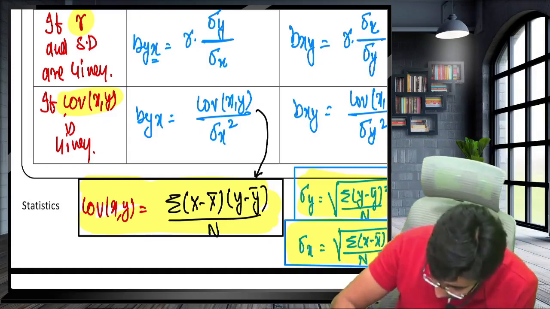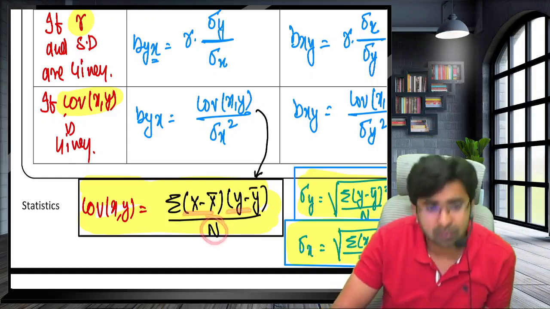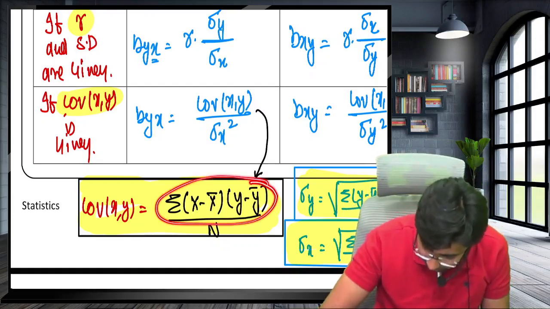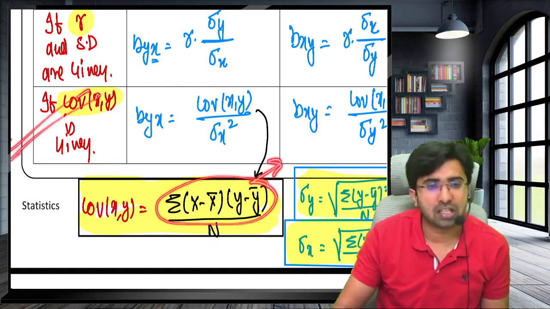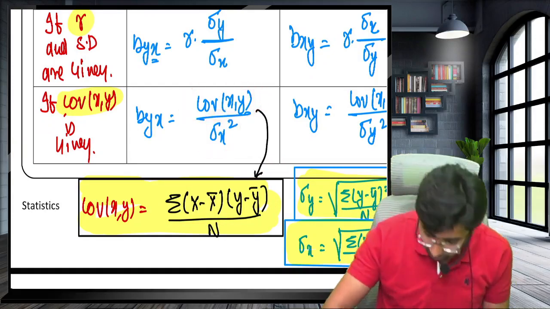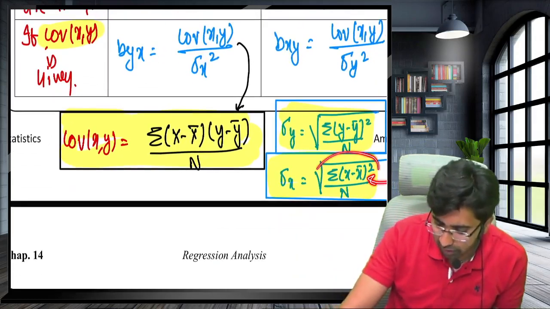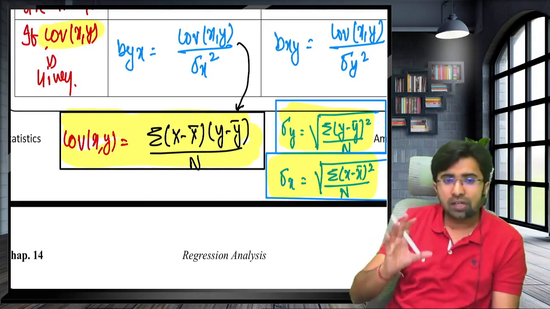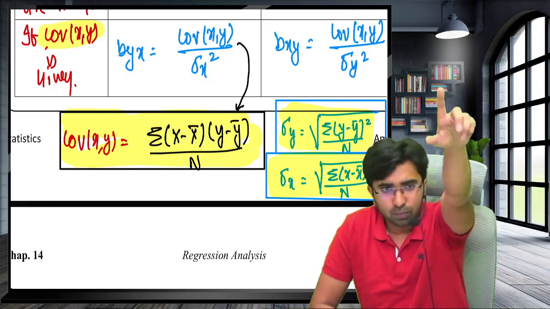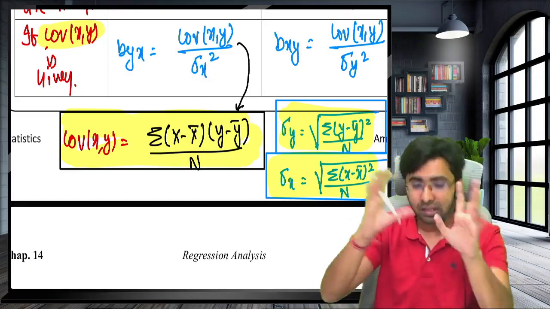And what is the covariance? Covariance is the summation of x minus x bar into y minus y bar divided by n. So whenever you have this in the data, think about the covariance formula: covariance between x and y divided by the standard deviation of x whole square. How to calculate the standard deviation? It is the under root of the summation of x minus x bar whole square divided by n. Now, don't worry about covariance and standard deviation. When I teach you the measure of dispersion, I will discuss these things in detail there. Okay.